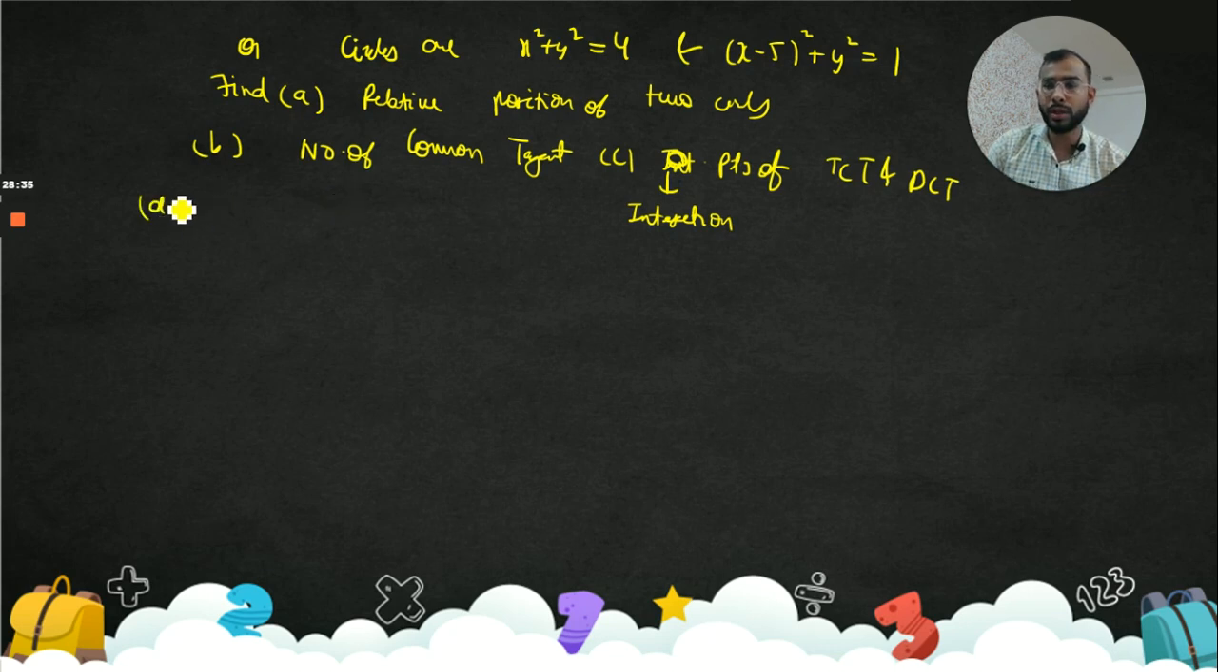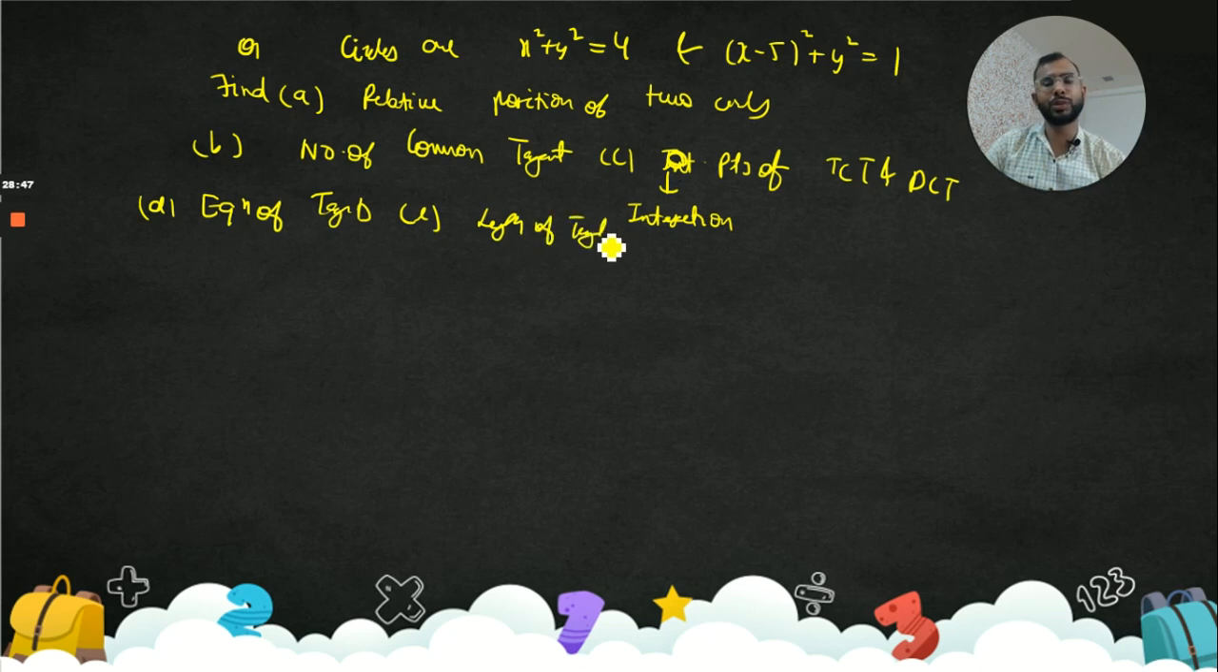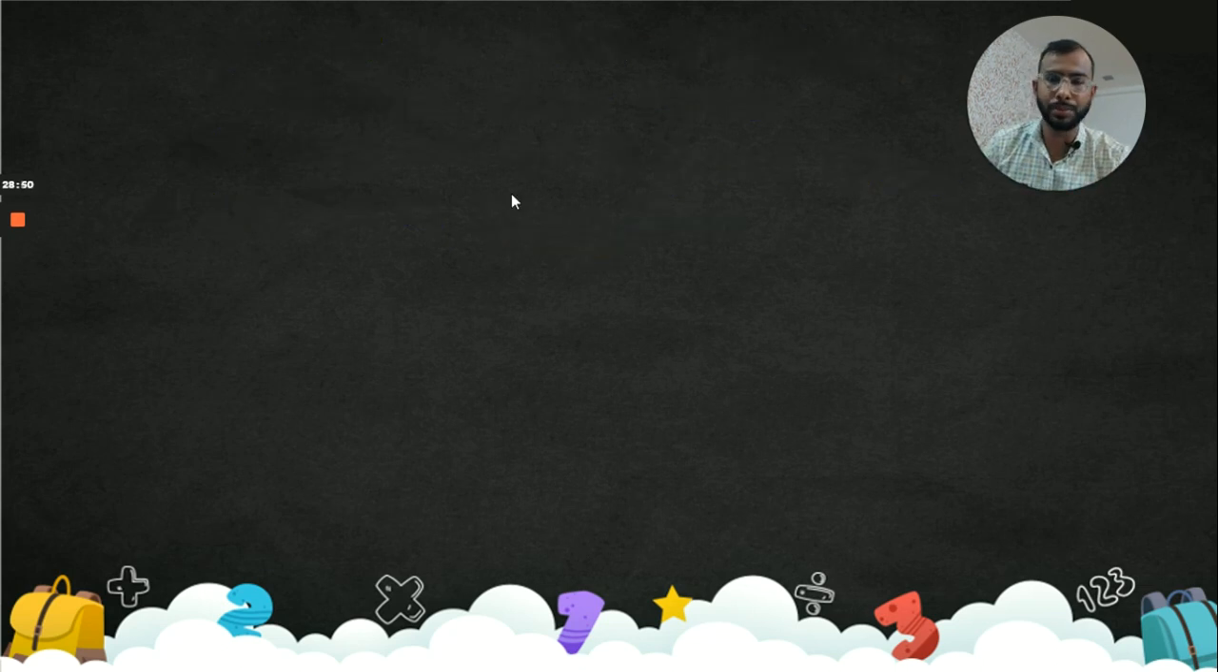Fourth, equation of tangents. Fifth, length of tangents. अब देखो सब कुछ आ चुका है इस क्वेश्चन में ना. अब इसको अच्छे से करते हैं नेक्स्ट पेज पे.